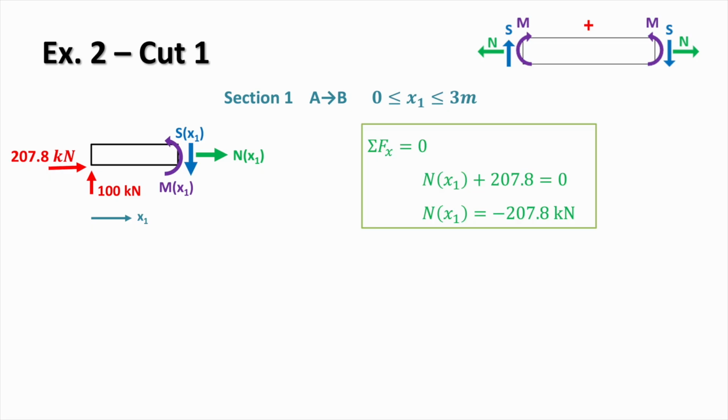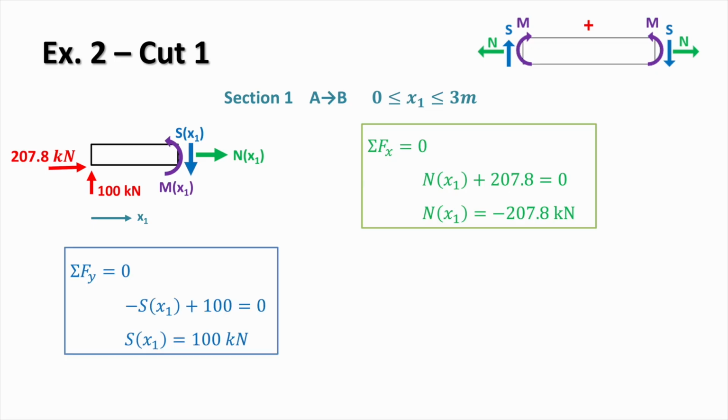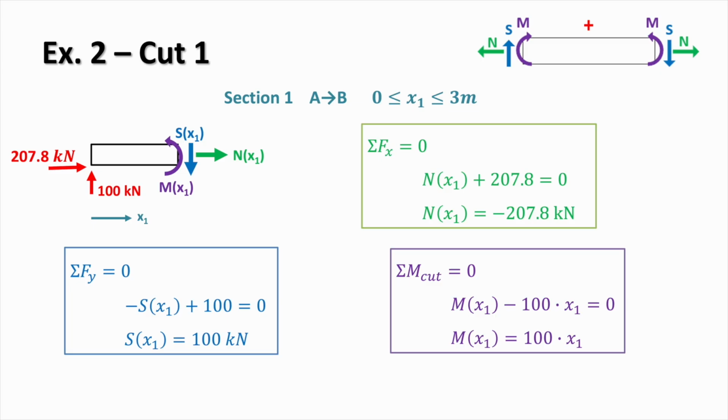It tells us that the axial force in this region is constant and compressive. From vertical equilibrium, the shear force works out as 100 kilonewtons and is consistent throughout the region. And from doing moment equilibrium around the cut, we get that the moment M(x1) equals 100 x1.